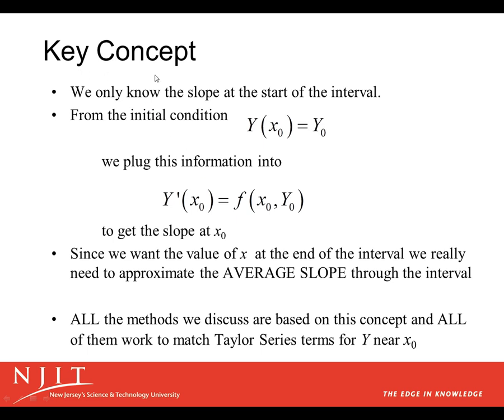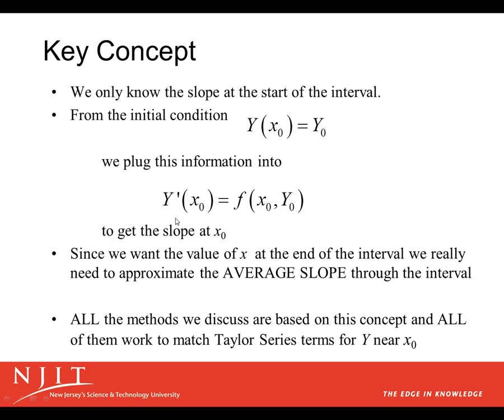Okay, here's the key concept. We only know the slope of the differential equation, the slope of our function, of our solution, at the start of the interval. We have an initial condition that gives us the x value and the y value at the beginning of the interval, and our differential equation, y prime of x naught at that point, is f of x naught, y naught. That gives us the initial slope at x naught, y naught.